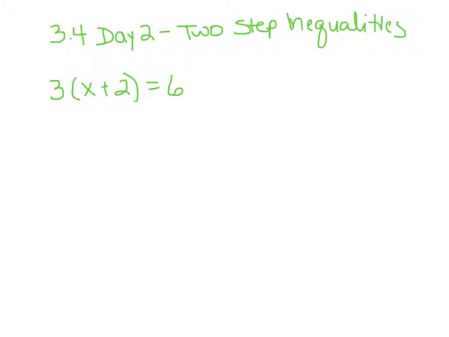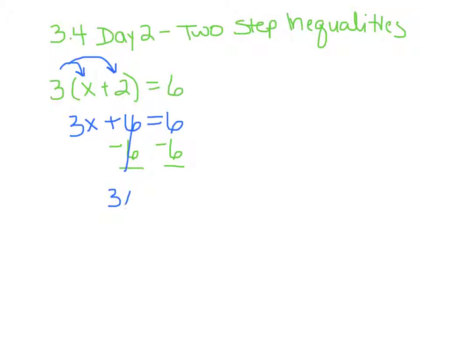So step 1 is to distribute the 3. We get 3x plus 6 equals 6. So just like yesterday, we always want to get 3x by itself, so we're going to minus 6, minus 6. So we end up with 3x equals 0. Divide by 3, x is equal to 0.